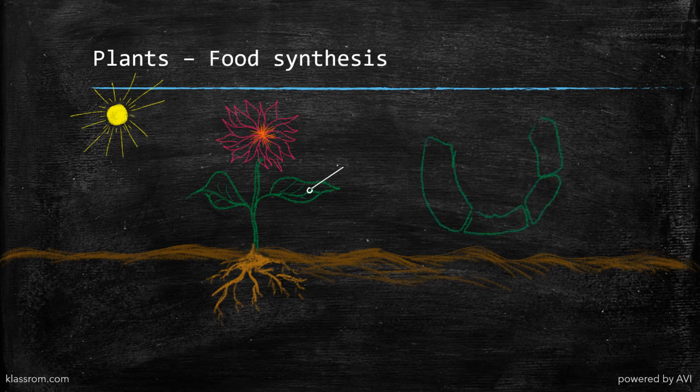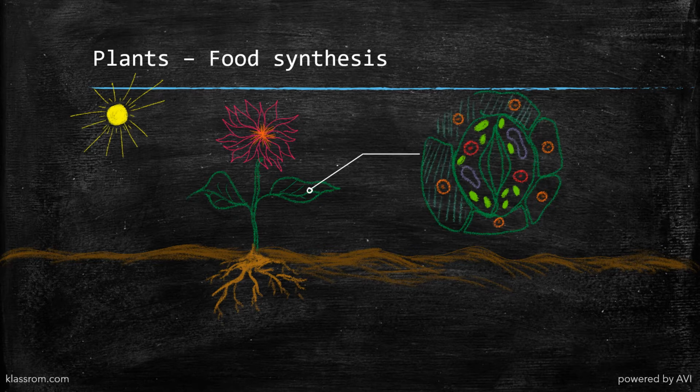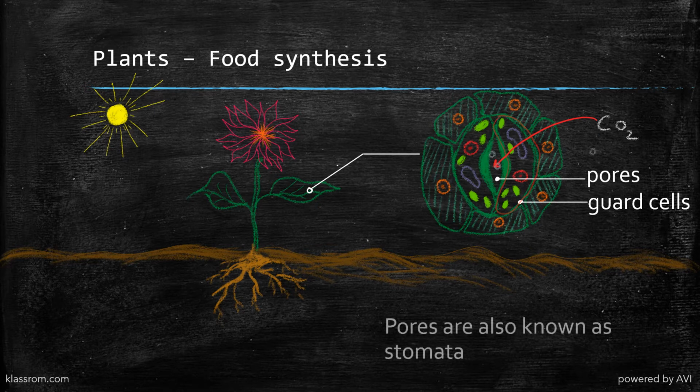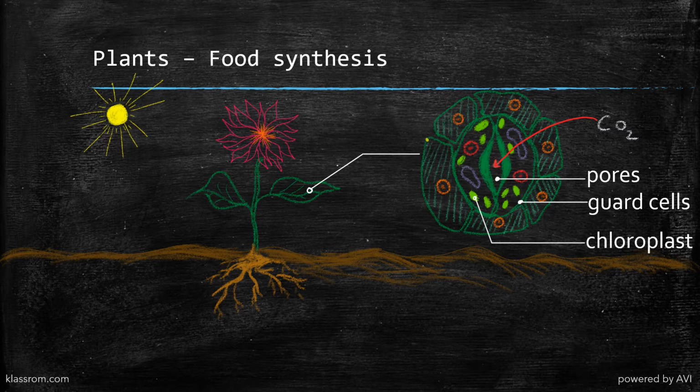The cross-section here is that of a leaf. The carbon dioxide is taken from the air via the pores of the leaves as shown. These pores are surrounded by guard cells. Such pores are known as stomata. The sunlight from the sun is captured by the chloroplasts, which contain a green pigment called chlorophyll required for photosynthesis. All this energy is used by the leaf to synthesize food, mostly carbohydrates.